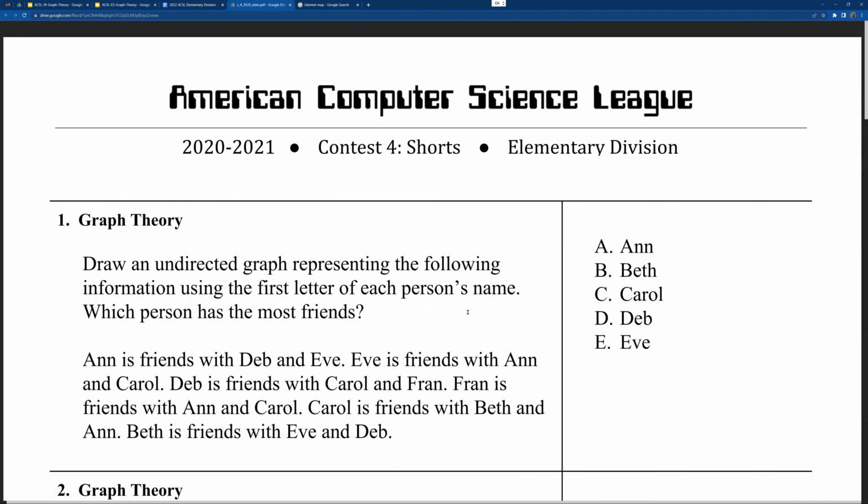So the first problem is the first letter of each person's name, with A, B, C, D, E, basically. So it tells you who is friend with whom, right? And now you draw a graph to represent all those relationships. Let's see what we can do here.